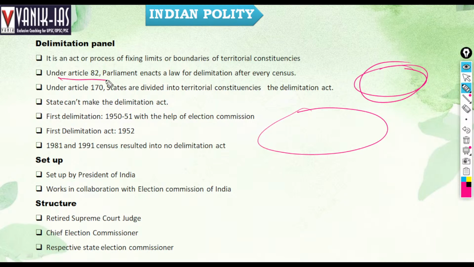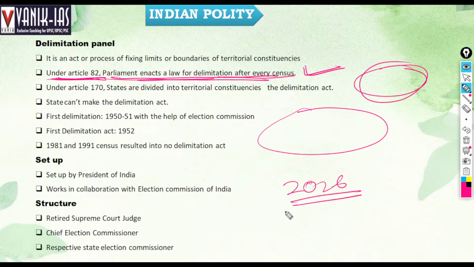Under Article 82, Parliament enacts a law for delimitation after every census. But what happened? It has been frozen up to 2026, right? Although there was a census in 2011 also. Many eminent people have already recommended that there should be an increase in the number of MPs in Parliament, because it was the same delimitation that has existed for many years, right?